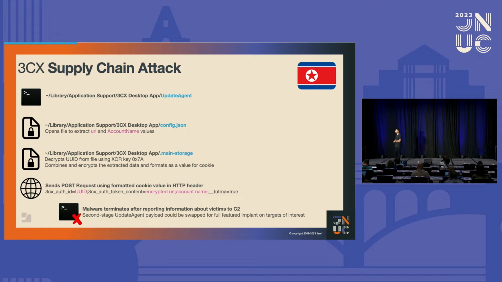And you also have to think that every time this 3CX application is launched, it's going to go through the same process and grab the second stage payload. And that second stage payload, the update agent, could be swapped for a full-featured implant with full capability. So that is definitely a possibility here. And presumably this was detected at a very early stage, and if this went on for many months longer, it could have been a lot more serious.